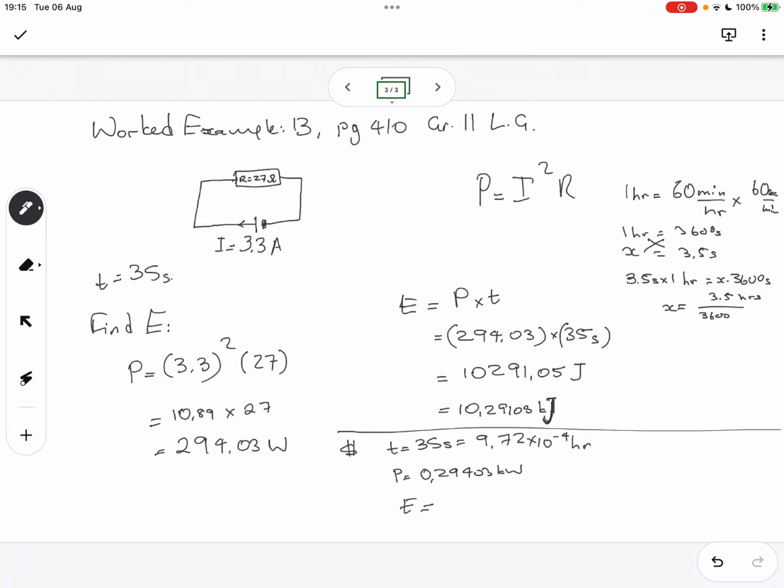E equals 123, let's say 0.3 kilowatt hours. So how come? 1, 2, 3, 10 to the negative 3. So 0.285. You get? Yeah, I get.